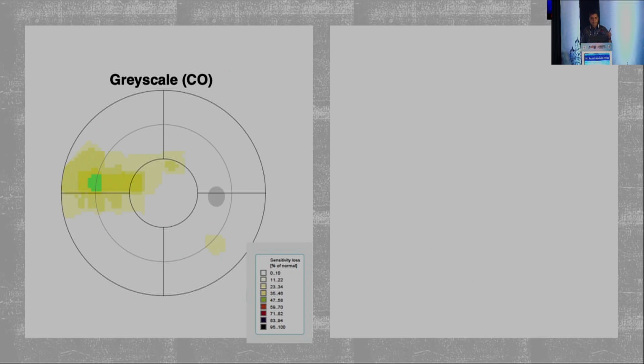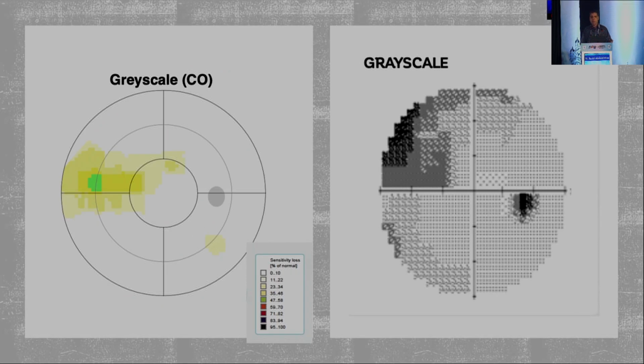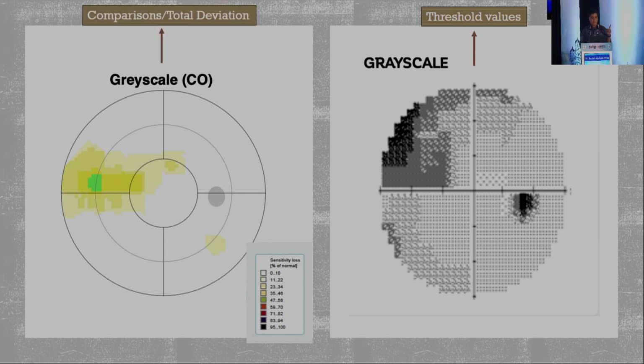Now the grayscale in the Octopus is different in two aspects. One is obvious: it's a color scale rather than a grayscale, it's color coded. The other difference is that the grayscale on the Humphrey is based on the threshold values, whereas this is based on the comparisons of the total deviation. So this actually has greater value.